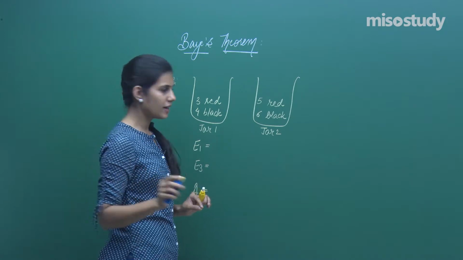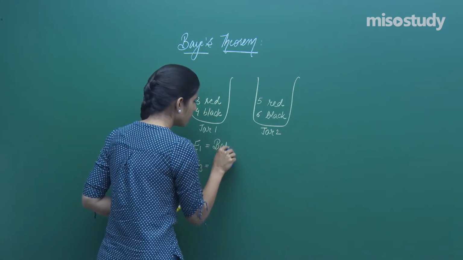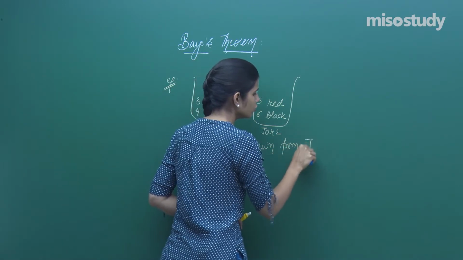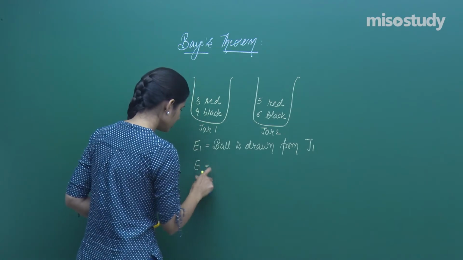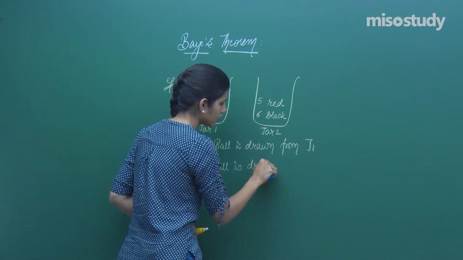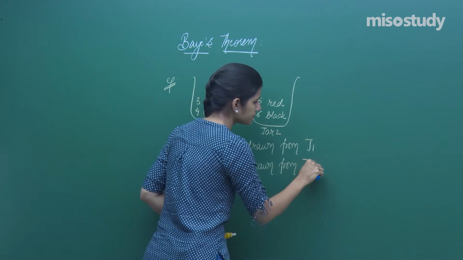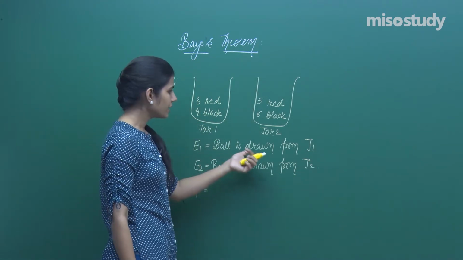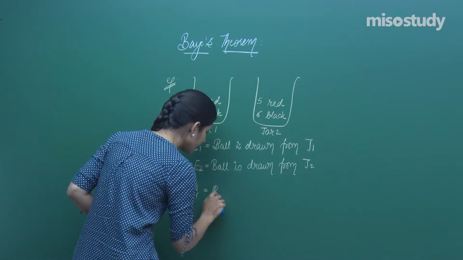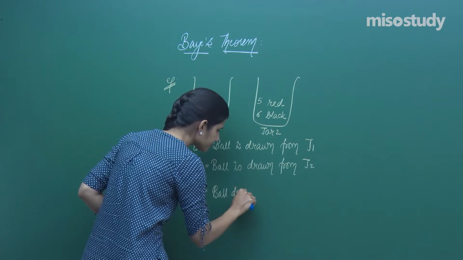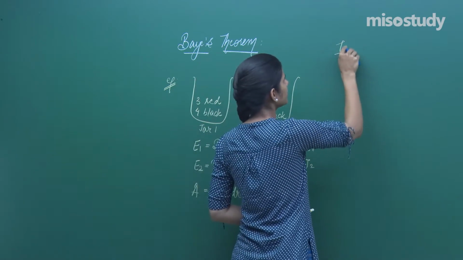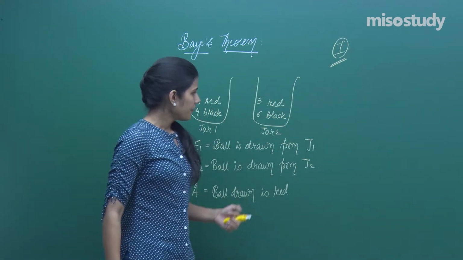So, first of all, let me say I am defining 3 events. A single ball is drawn, fine. I am saying E1, ball is drawn from jar 1. E2, ball is drawn from jar 2. E1 is the event of drawing a ball from jar 1, E2 is the event of drawing the ball from jar 2, and A is the event that the ball drawn is red.